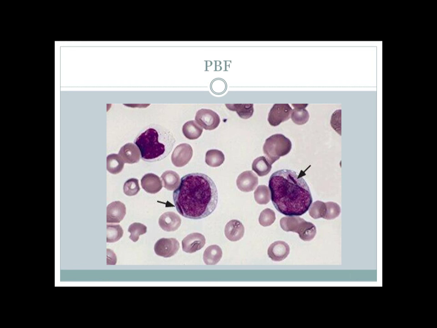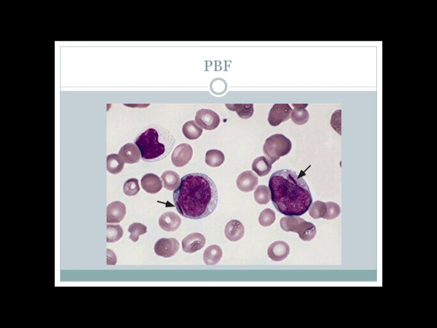Now we have the PBF, which shows the things that we have already discussed: a decreased level of RBC, decreased platelets, and also some very bizarre big cells. Those cells are myeloblasts. As you can see, myeloblasts have a big nucleus with multiple nucleoli. The white areas represent the nucleoli. So here is one, here is one, here is one, a big one. Those are the nucleoli, and they have multiple nucleoli.